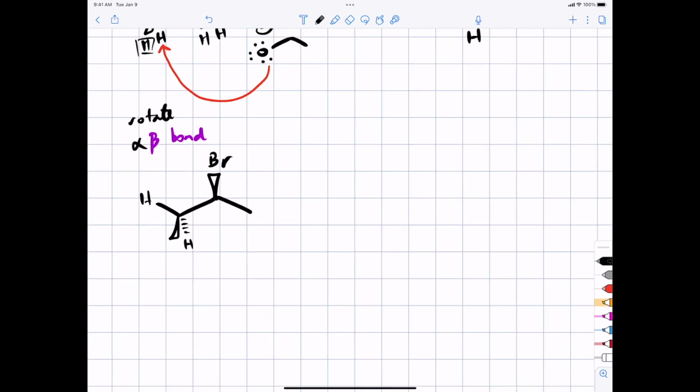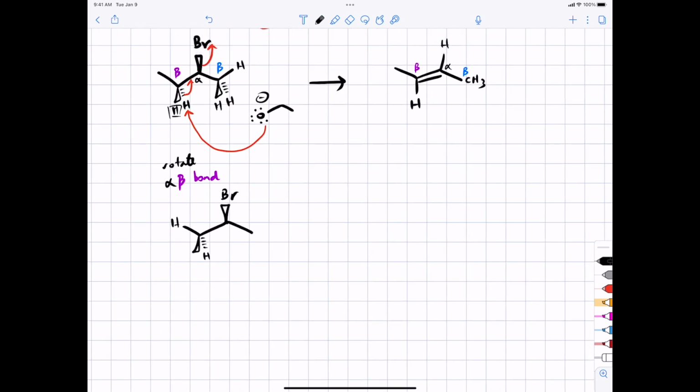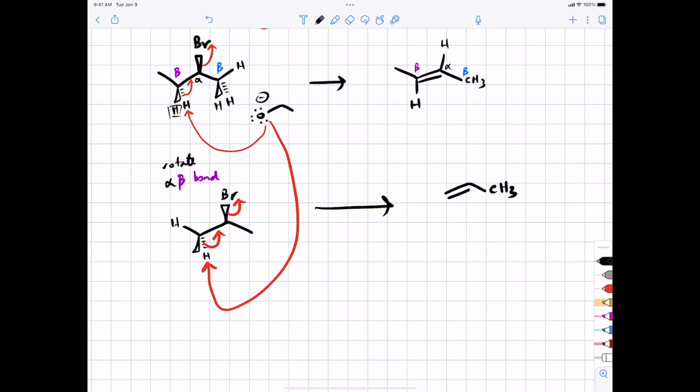Shape like this, right? And then the base could come and remove that proton that's now anti to the leaving group. And we would get, in that case, not the trans isomer. Do you see how this methyl group is on the same side of the molecule that this methyl group is? And as the double bond forms, they're going to stay that way. So then we're going to get the cis isomer.